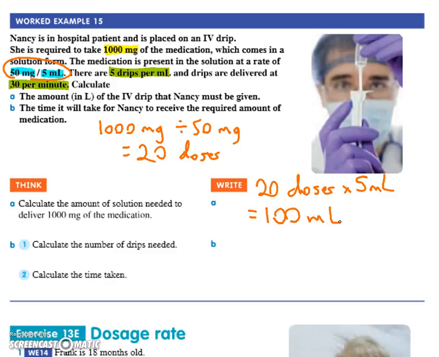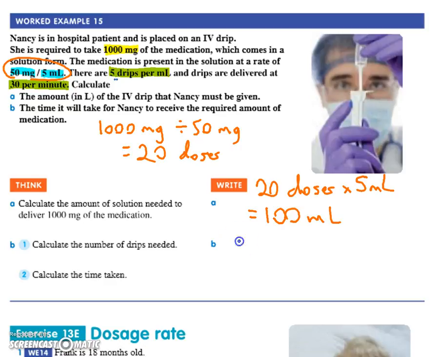So there you go. That's all she needs. That's question 1, part A, done. So how much of the solution do we need to give her 1,000 milligrams? We need 100 milliliters. Everyone happy with that? Excellent. Now what we need to work out is how many drips do we need to give? How do we work that out? 5 drips per mil. How many mils have we got?